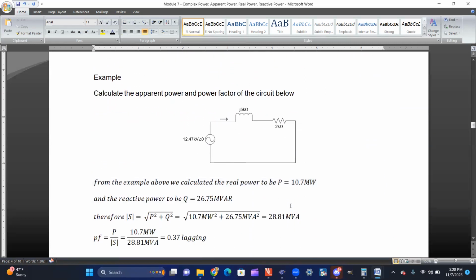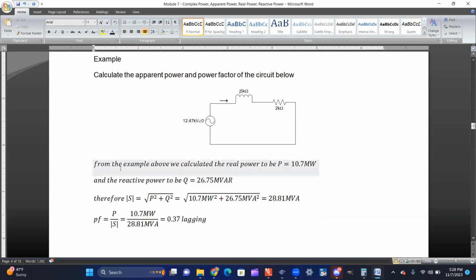Majority of the time. All right, so right here it says calculate the apparent power and power factor of the circuit below. This is stemming from one of the examples above. We already knew the active power, the average power, and the reactive power, so we can use our apparent power formula. Or you can just plug this into your calculator, have it convert to complex power, and take the magnitude of your complex power, and that's going to be your apparent power.